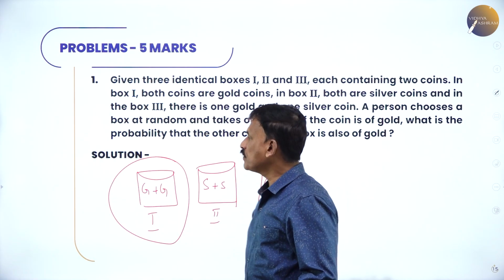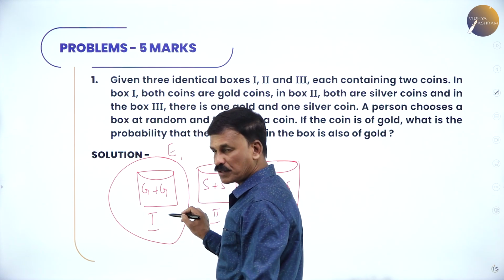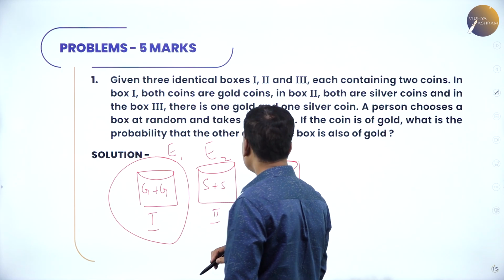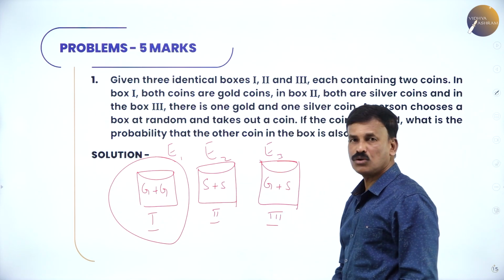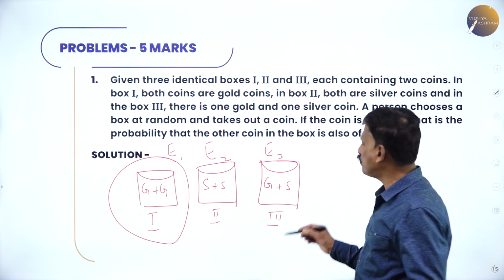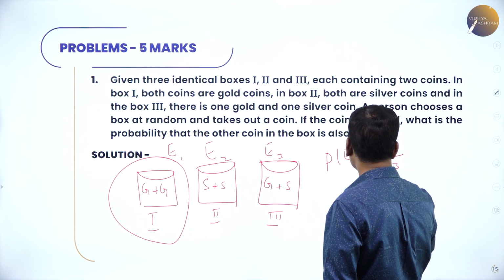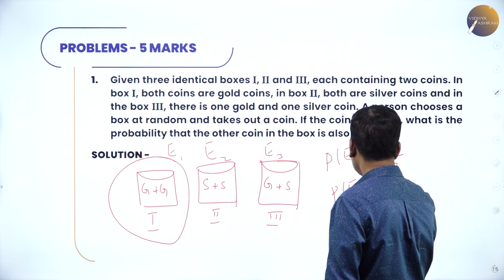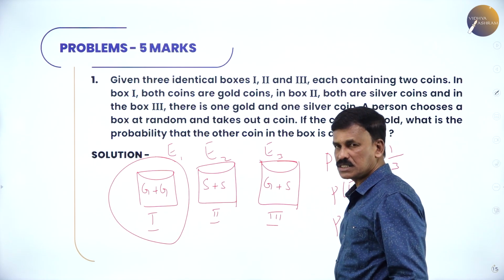Okay. Now, let us define E1, E2 and E3. E1 is the event of getting a gold coin from bag 1, E2 is getting a gold coin from bag 2, and E3 is getting a gold coin from bag 3. Now, let us write down the probability of choosing box 1, 2 and 3. Probability of choosing box 1 is 1 by 3. Similarly, probability of selecting box 2 is also 1 by 3, and probability of choosing box 3 is also equal to 1 by 3. This is given.